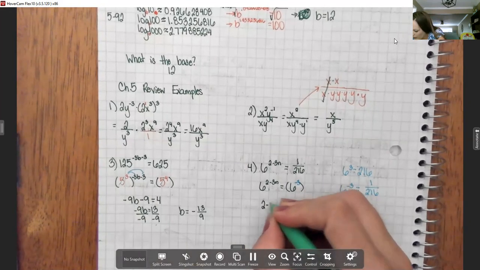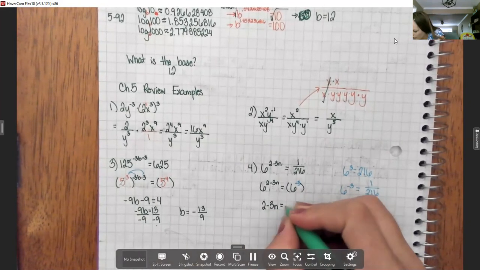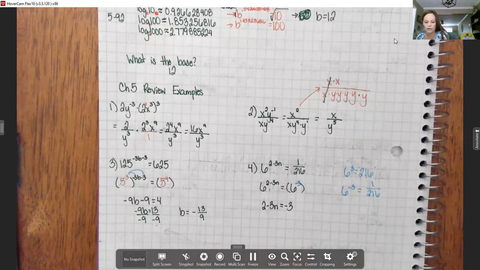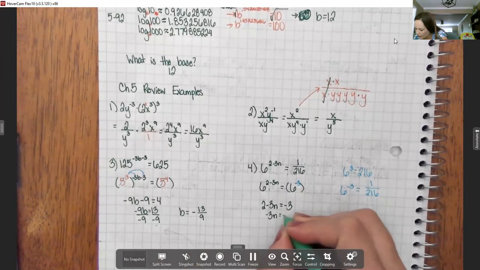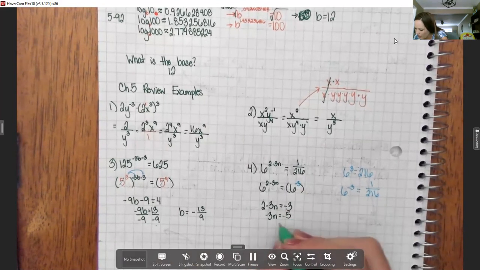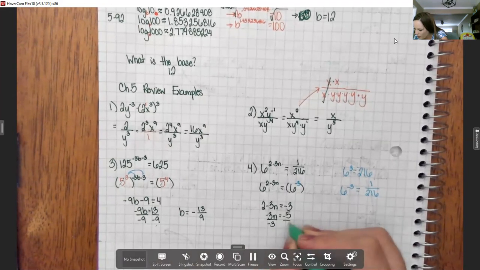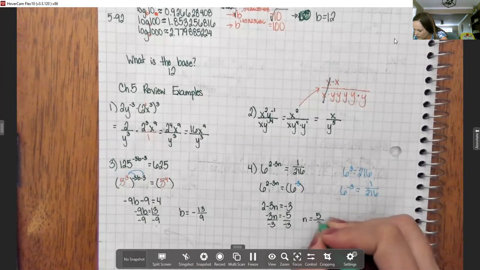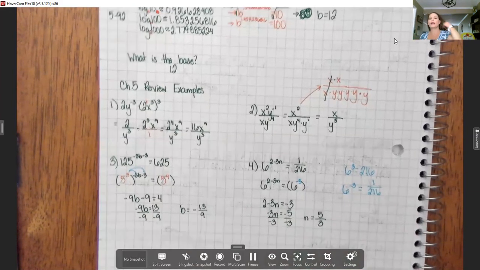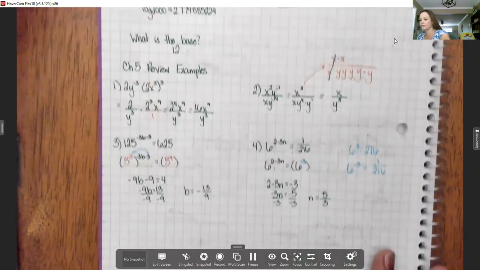So 2 minus 3n equals -3. Subtract 2 on both sides, -3n equals -5. Divide by -3, and n is 5/3. Negative divided by a negative is a positive.